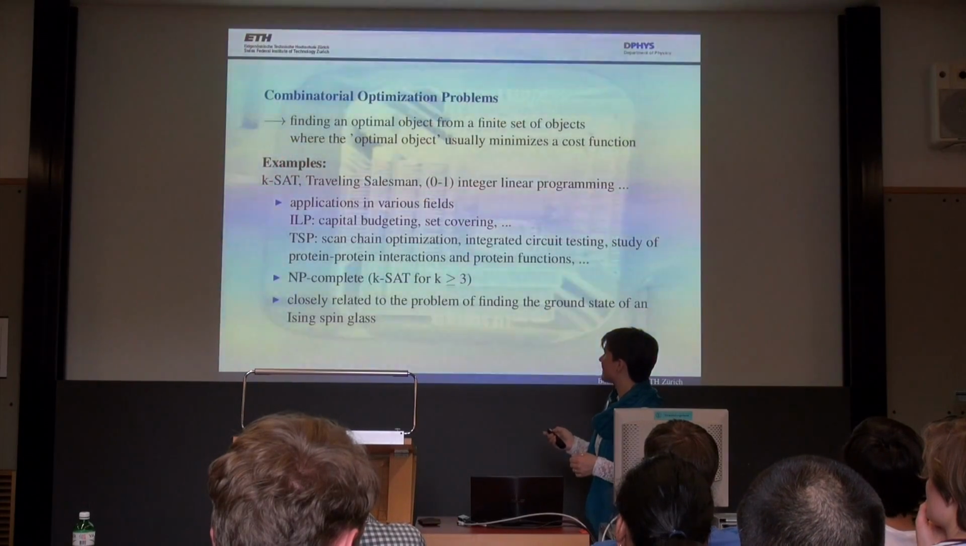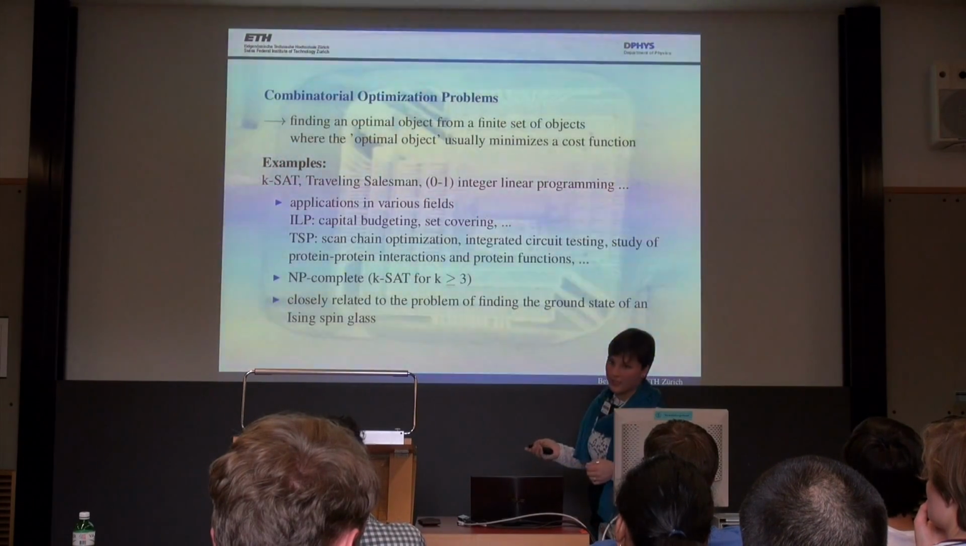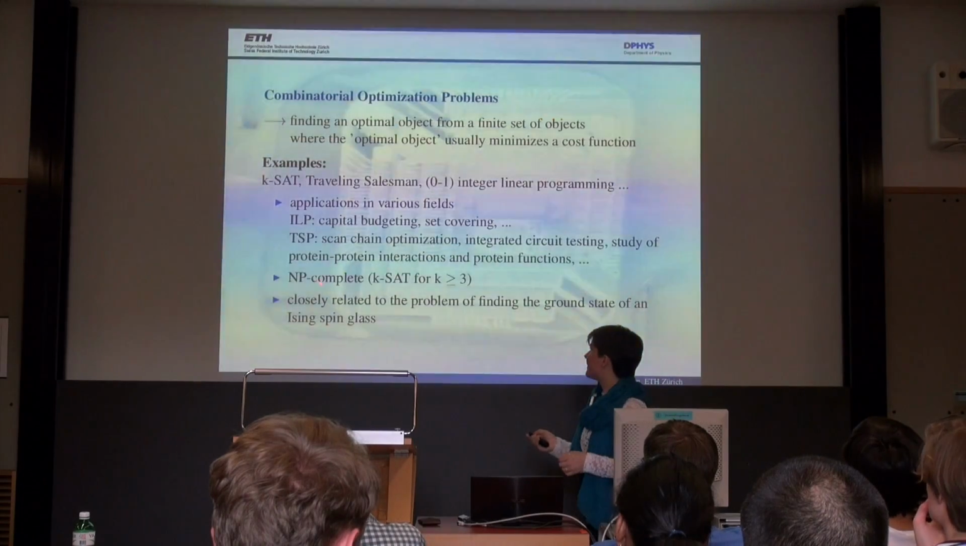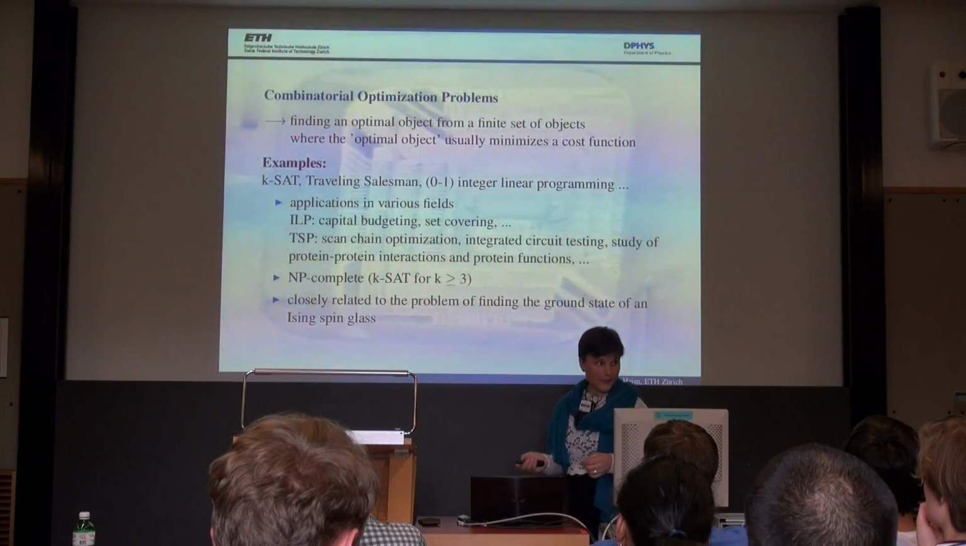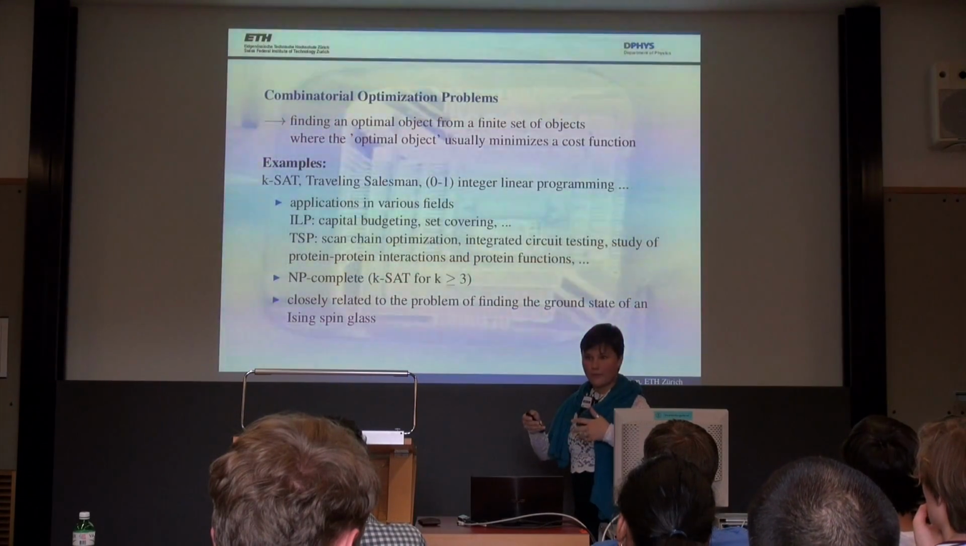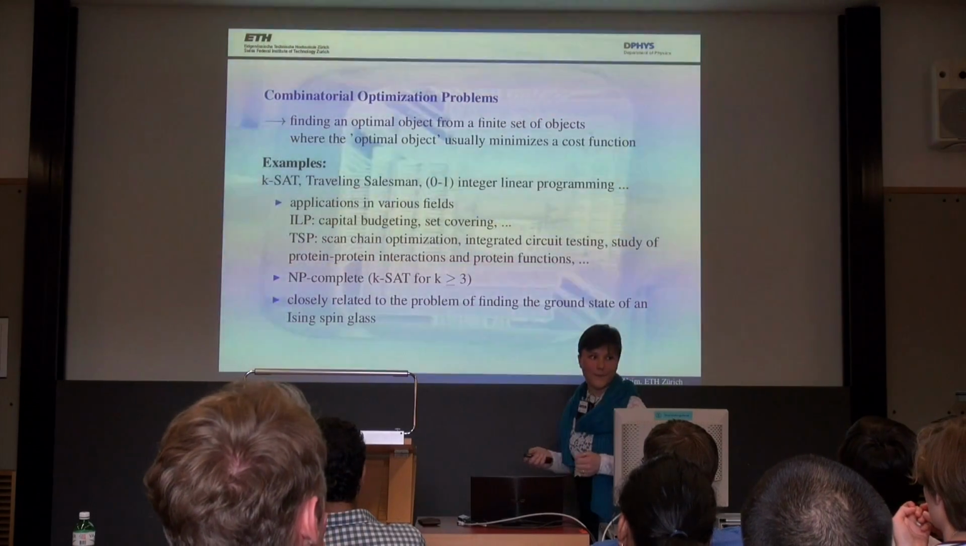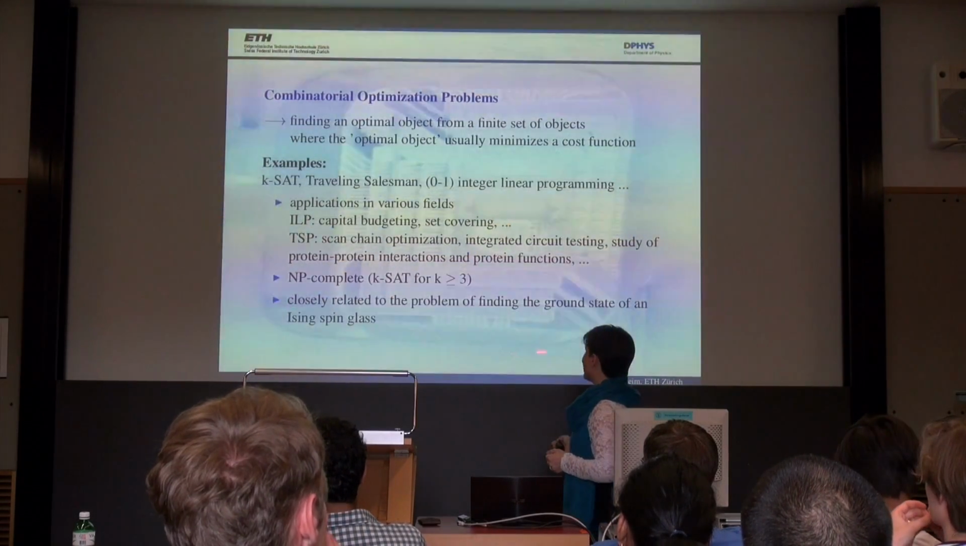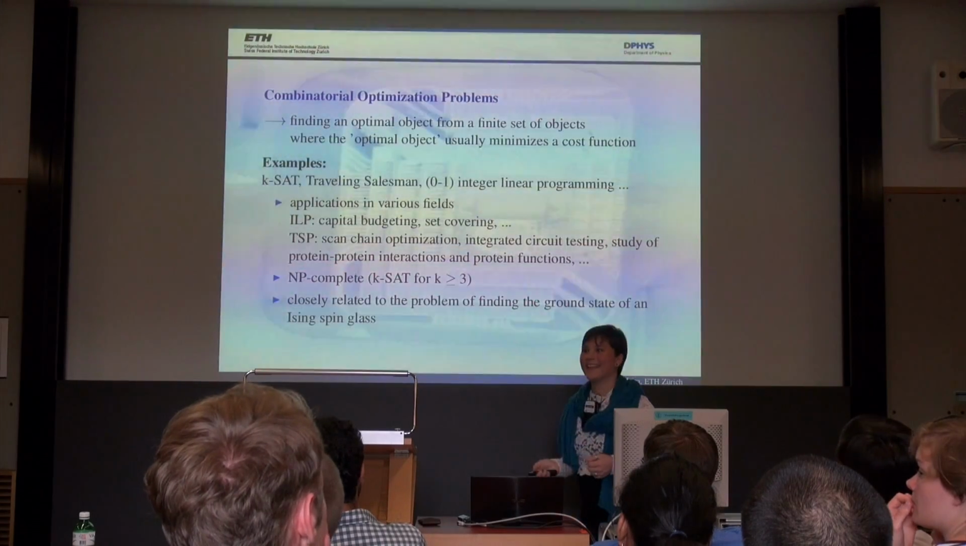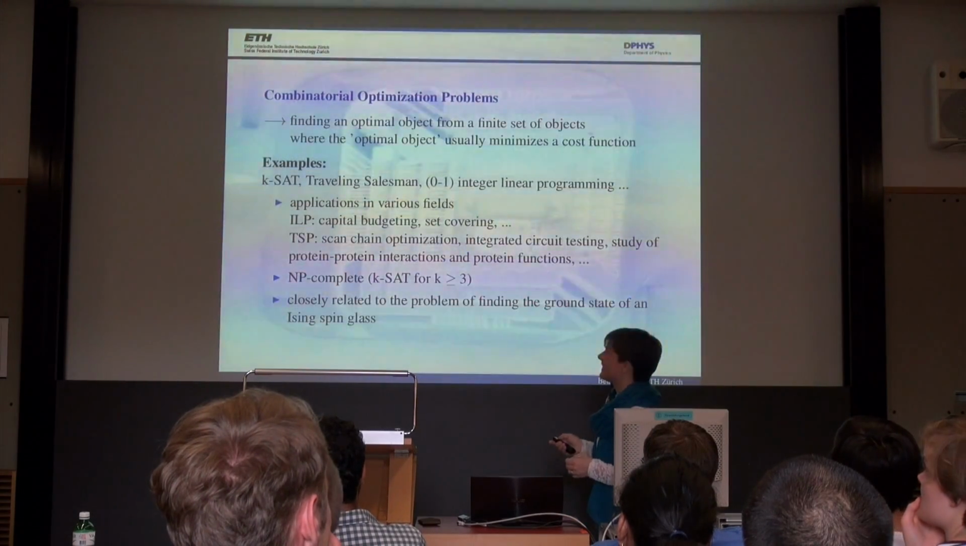Examples are k-SAT, traveling salesman, integer linear programming. And these examples, at least for big enough k, are all NP-complete. So the nice thing is that all interesting problems you can map onto them, in principle. And what's even nicer about this, well, most.